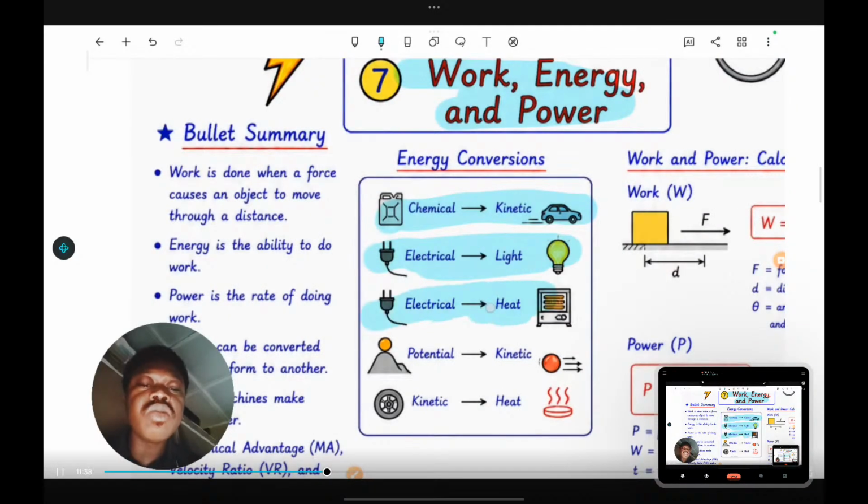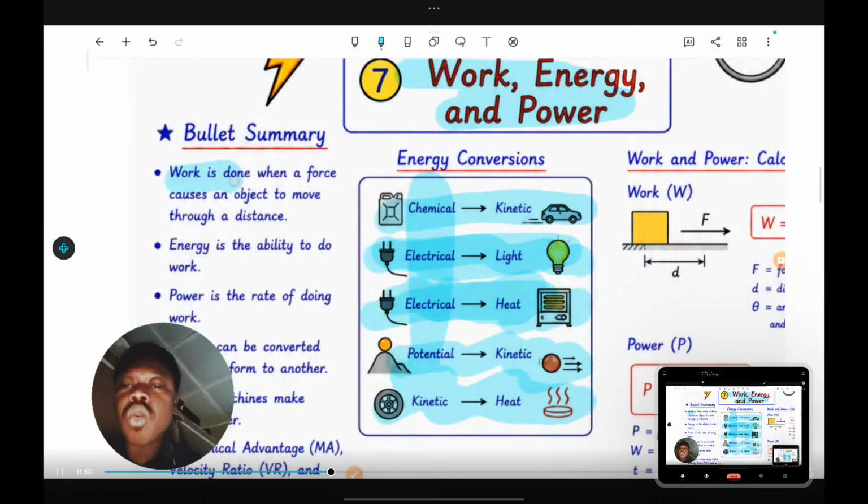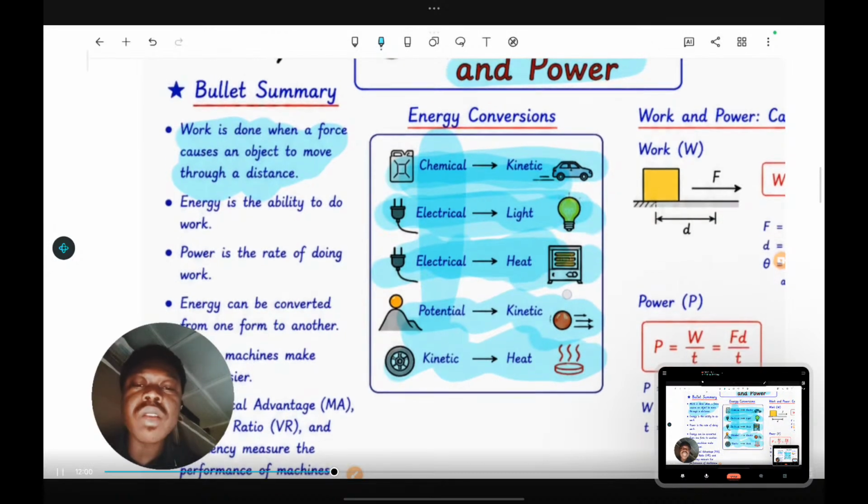Under electrical energy, electrical energy is being transferred or transformed into heat, this one into light, potential into kinetic, and kinetic into heat. It is possible because work is done when a force causes an object to move through a distance. So you must cover a distance before work can be done. Energy is the ability to do work, and power is the rate of doing work. The formula for work and energy, there is no difference. They are the same, right?